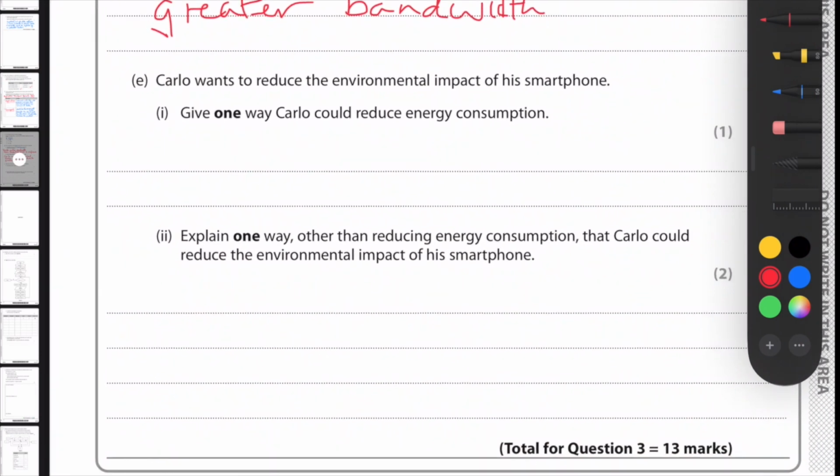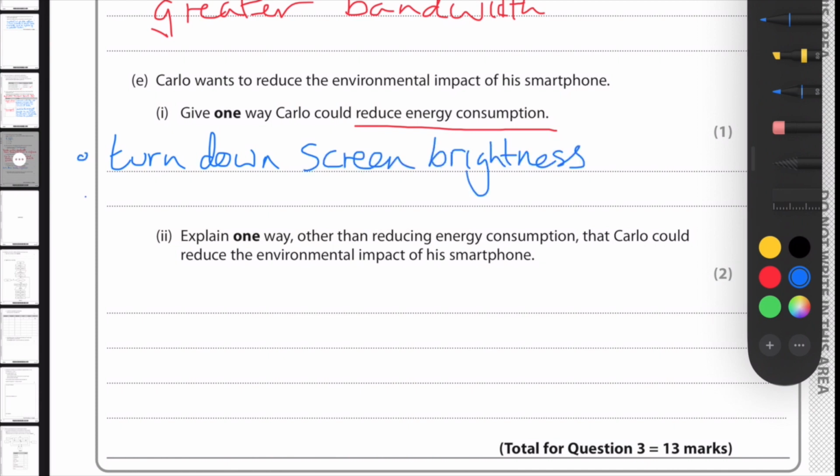Okay, and for 1 mark, Carlo wants to reduce the environmental impact of his smartphone. Give one way Carlo could reduce energy consumption. Well, basically, what does that mean? It basically means make his battery last longer. So let's turn down screen brightness. That's one way of doing it. You can also close all apps not in use, because having apps open generally takes some energy. And I'll mention this one, we can turn off Wi-Fi, GPS, Bluetooth, and locations, again, when they're not in use.